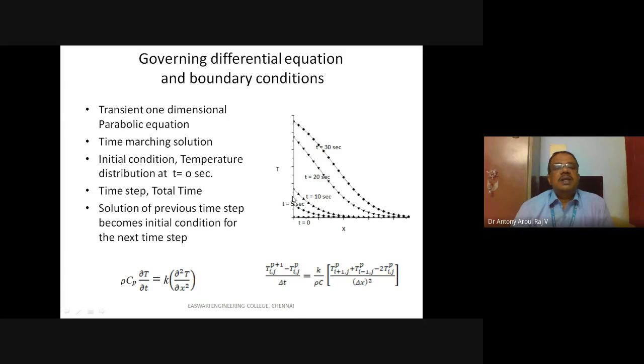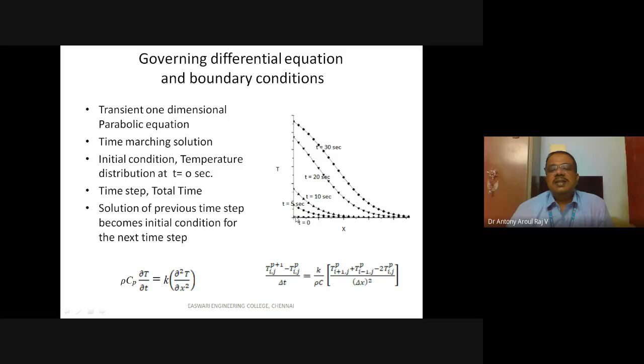This equation is called a parabolic equation. It is a transient one-dimensional equation, and it is parabolic in nature because we have elliptic, parabolic, and hyperbolic equations. This is a simple parabolic equation because it is a time marching equation, which is first order in time. For this type of parabolic time marching problem, we require an initial condition for solving the temperature distribution at the next time. That means we have to give the temperature distribution at t equal to 0. How can we understand?